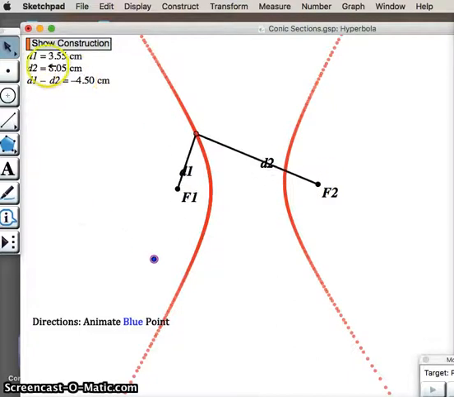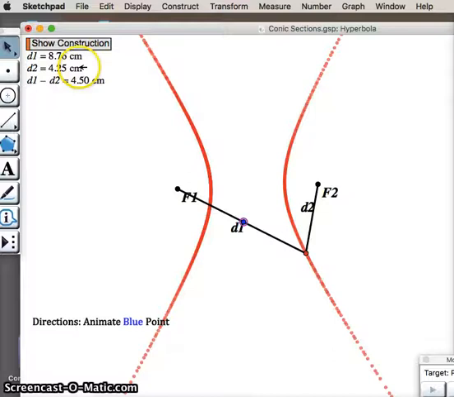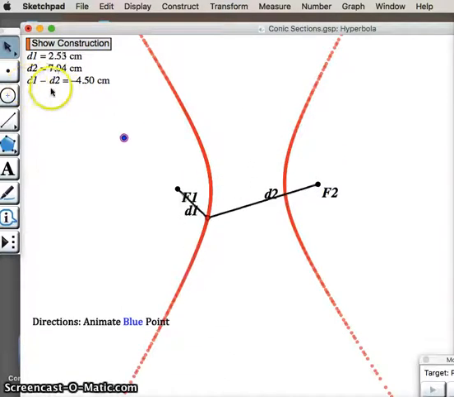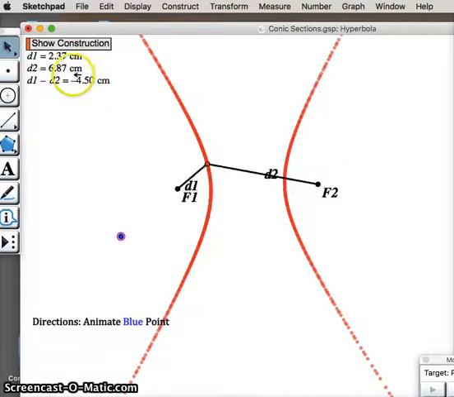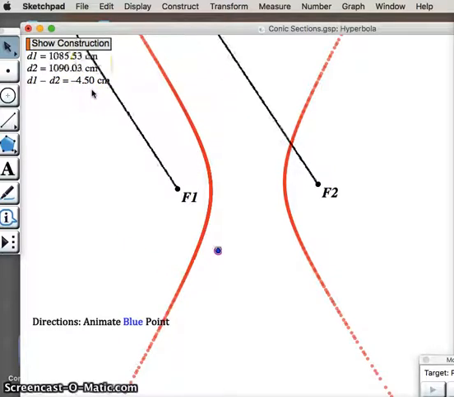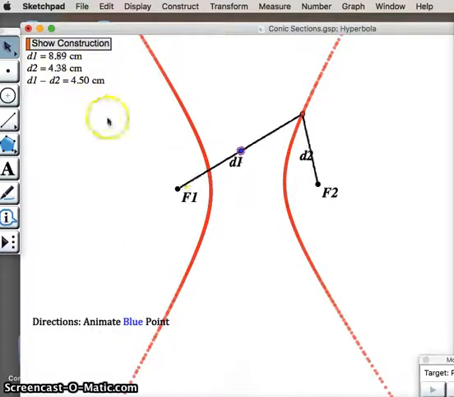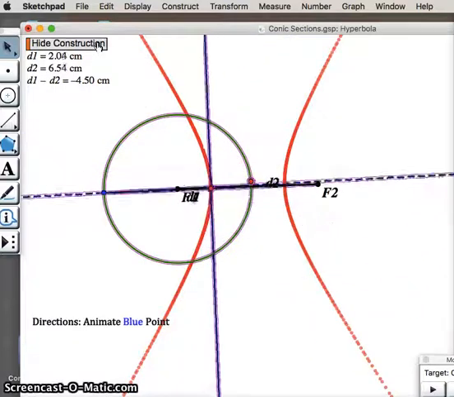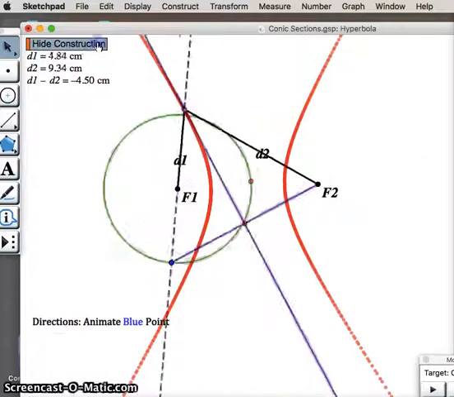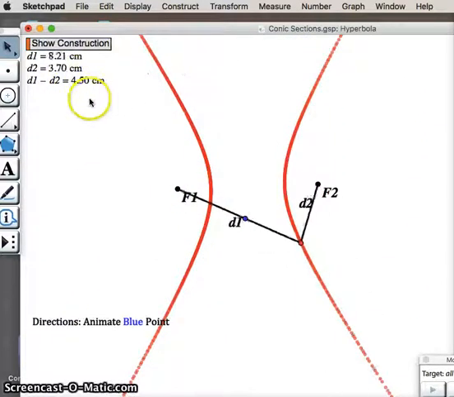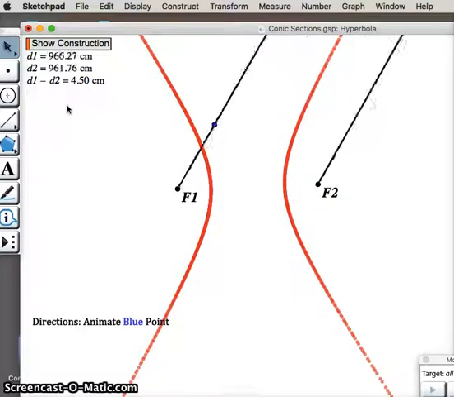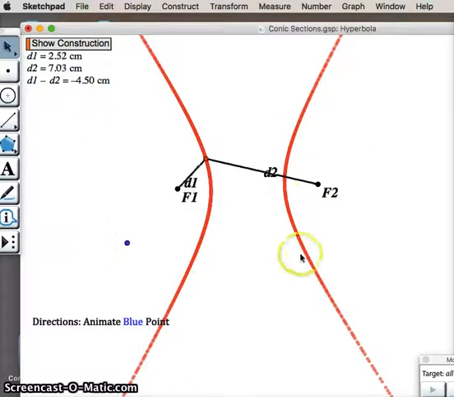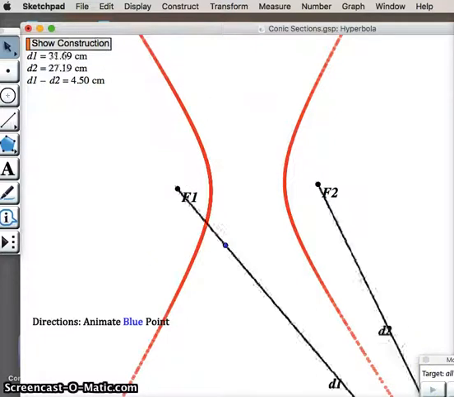So on the left-hand side here, D1 and D2 are constantly changing, but the difference between those two numbers is constant. And really, it should be the absolute value. The way I had to do the construction behind here was a little bit tricky. So I had to use plus and minus for that distance. So just bear with me. It's supposed to be a constant difference between these. Okay, thank you.